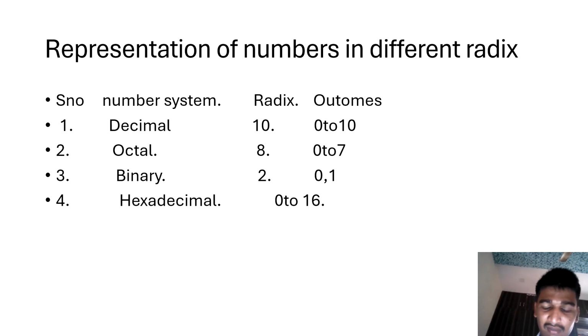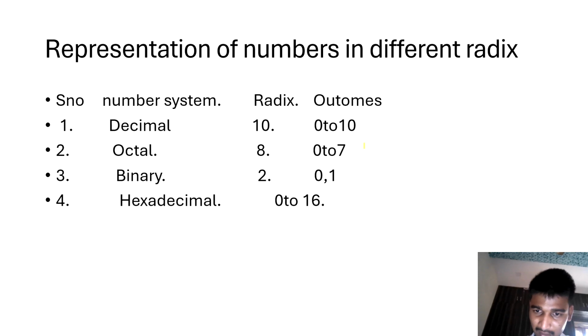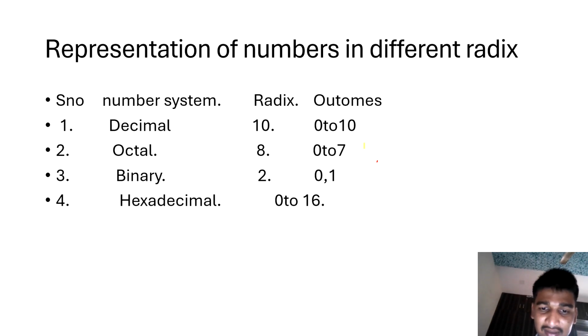First one, decimal: radix is 10, and the outcomes are 0 to 9. After that, octal: radix is 8, which means 8 numbers are there.